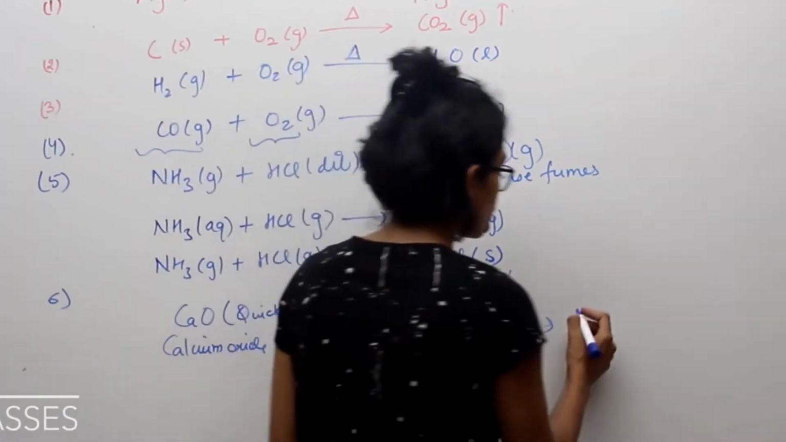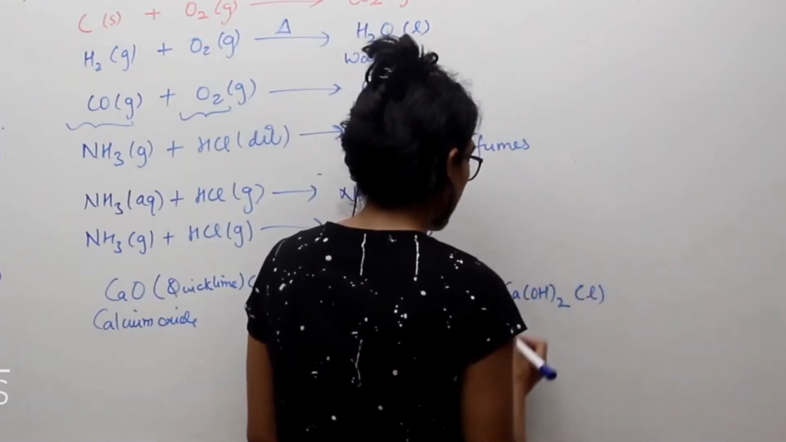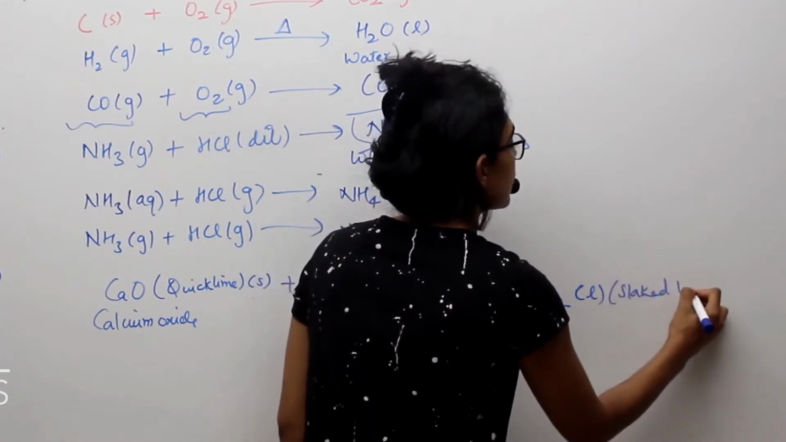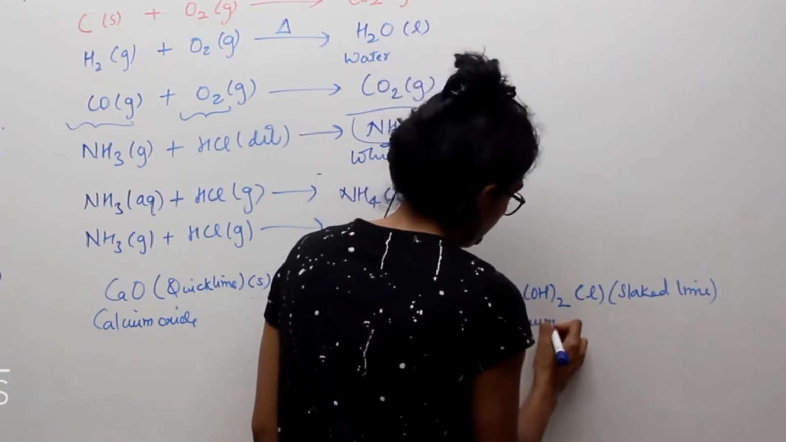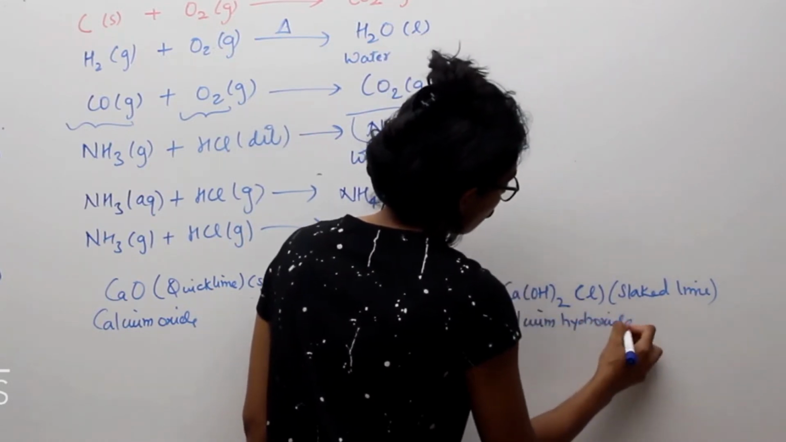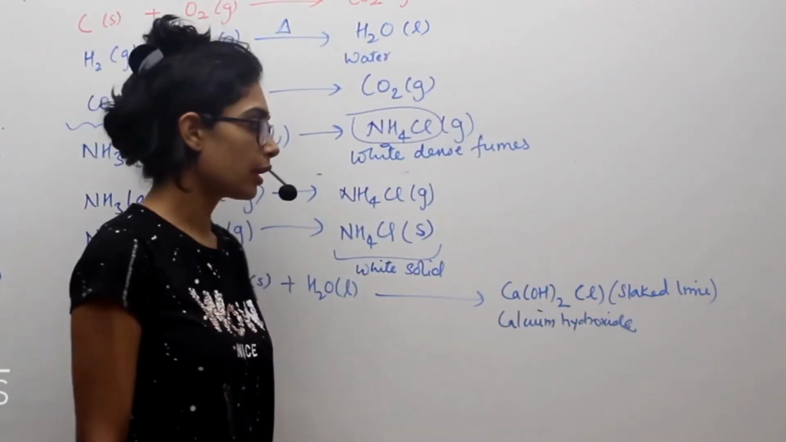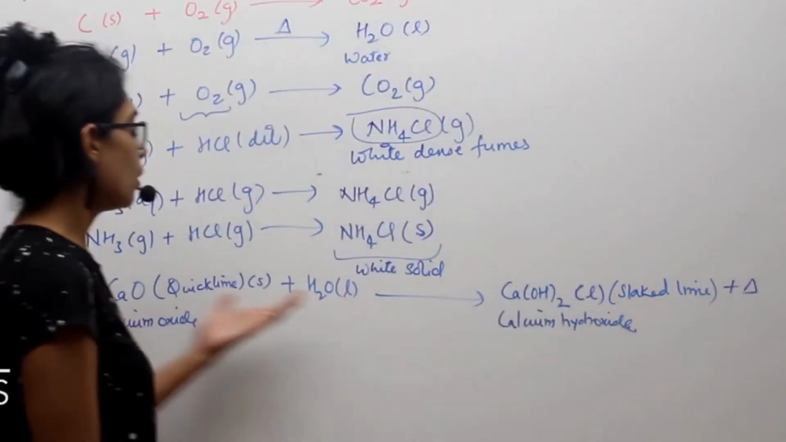and it forms calcium hydroxide, Ca(OH)2, and this is called slaked lime or calcium hydroxide. Slaked lime is a general word. Basically in normal language you can call it that, it's not a scientific name, and calcium hydroxide is the scientific name, and a lot of heat was getting released. So this is how the reaction was.